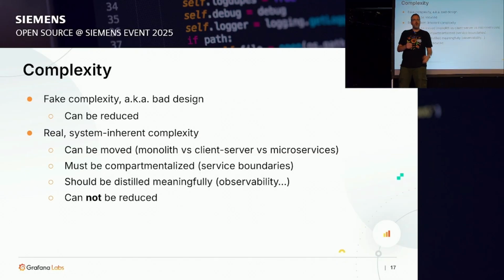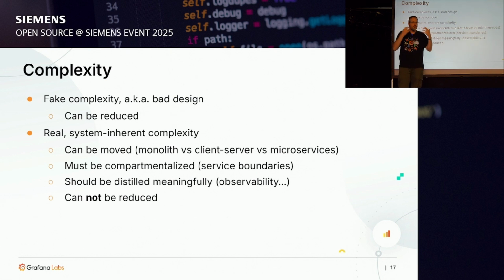Let's tick a few other boxes of buzzwords and of stuff which is often mentioned in the space. Complexity. I personally like to discern between two different types of complexity, fake complexity and real system inherent complexity. Fake complexity, just optimize it away, please. It's useless. Just as far as you can, get rid of it. Real system inherent complexity you cannot get away from. You can move it, but you cannot optimize it away, because this is part of what makes your business.